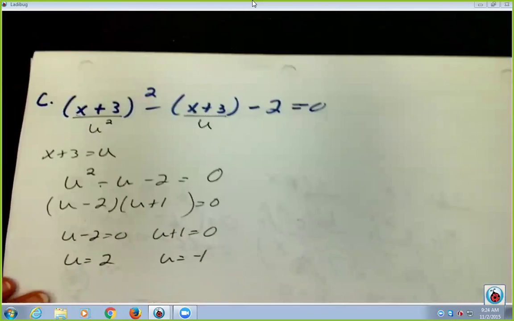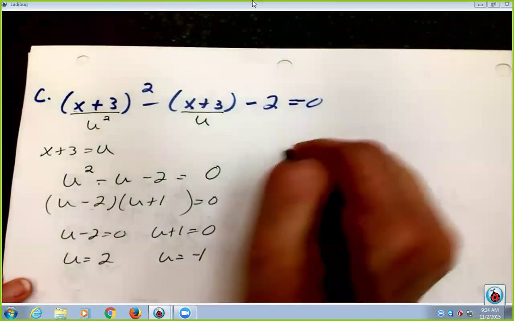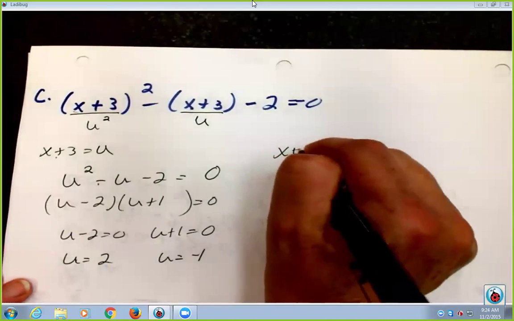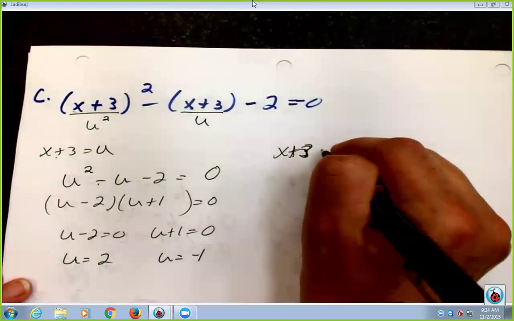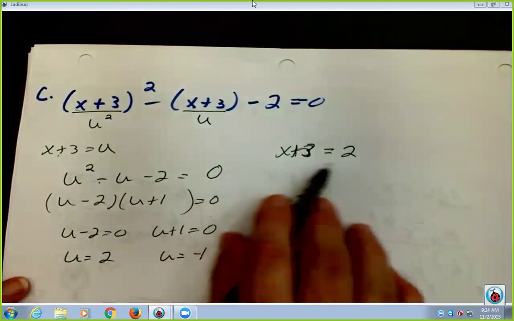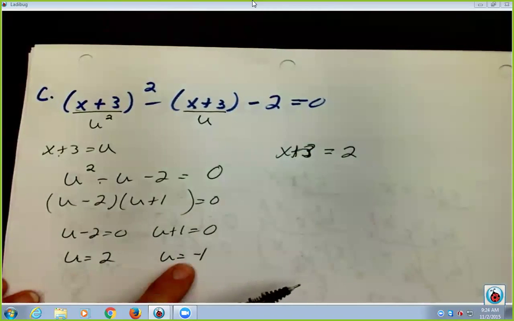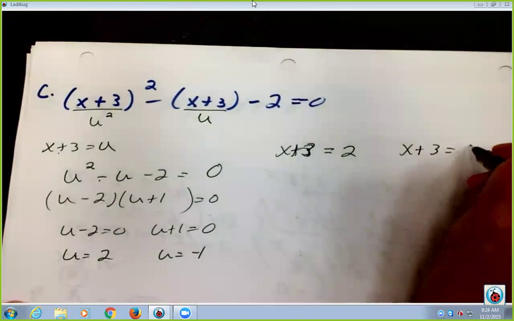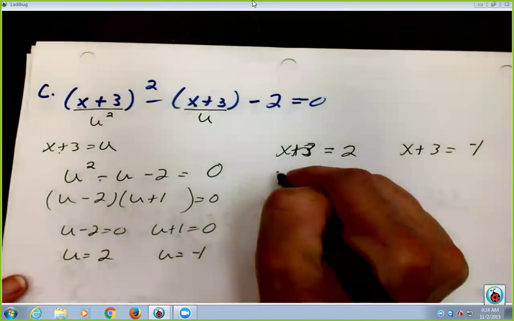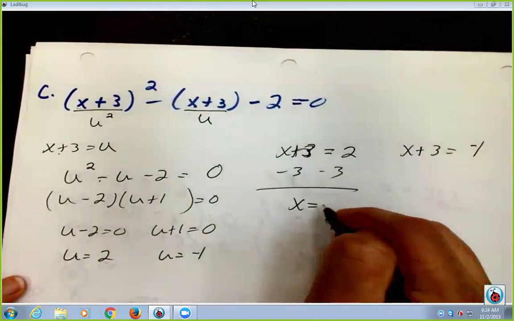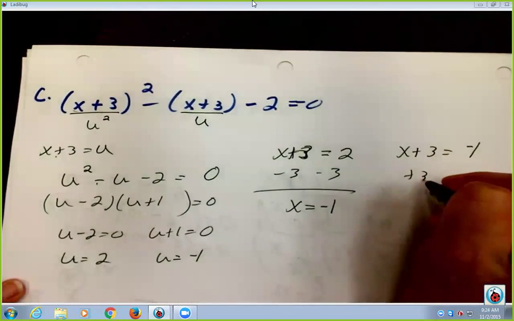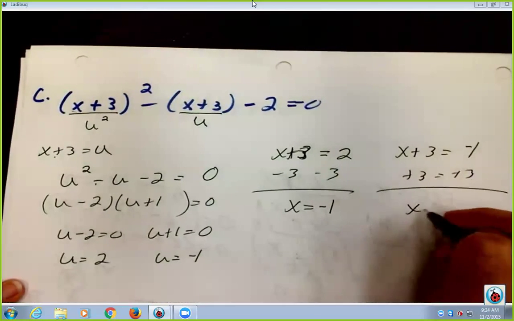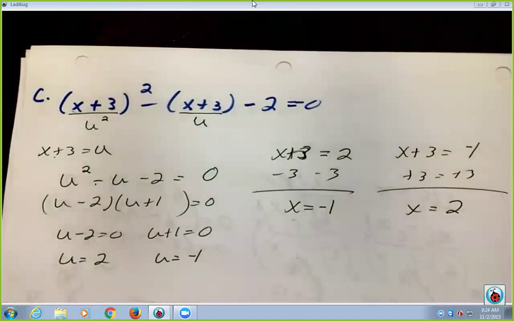But I'm not done because I got to get it solved. So replace u with x plus 3. This is probably the number 1 mistake that's made with these, is you forget to plug them back in. And you go and type these in, and it's going to come back saying wrong. So be real careful and make sure that you solve it all the way. Minus 3. So I find x is equal to a negative 1. Add 3. I find x is equal to 2. So that becomes my 2 solutions.